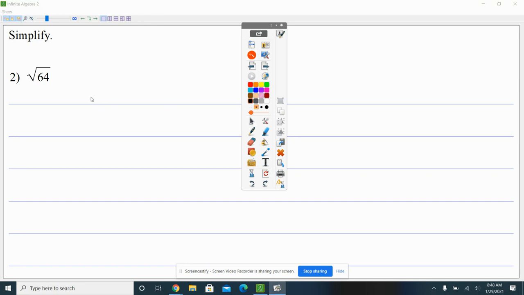Same thing with 64. The square root of 64 is 8 because if you take 8 times 8, you will get 64. It is also a perfect square. It's a perfect square when it works out nicely. Now, the square root of 8 is not a perfect square because you have to simplify it. The only thing that goes in there is 4.